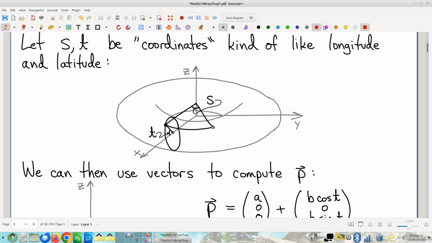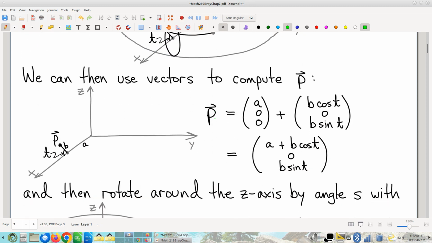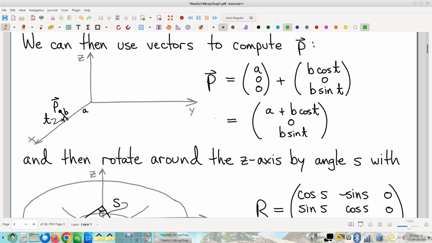All I need to do is to figure out how to write position on that point there as a function of these two angles, S and T. How would I find the coordinates of that point as a function of those two angles? So here's how that geometry goes down, and I'm going to be quick with this because this is just a little bit of vector algebra and some geometry.